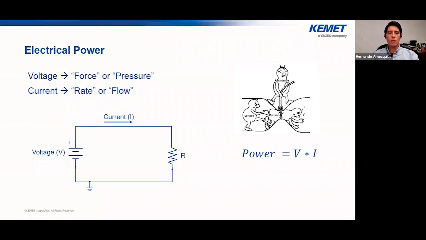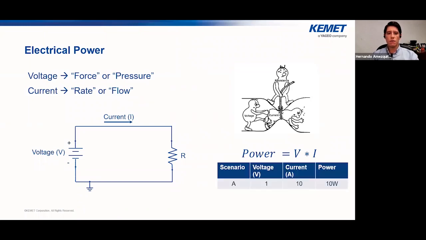And here below in the table, we have different scenarios. Scenario A, where we have 1 volt with 10 amps, and that gives us 10 watts of power. Scenario B, where the voltage is 10 volts with 1 amp, and that's still giving us the same amount of power, 10 watts. And then we have scenario C, where we have 10 volts, 10 amps, and therefore 100 watts of power. So compared with the previous slide, with the water analogy, the fire hose could be represented in this third scenario, right?